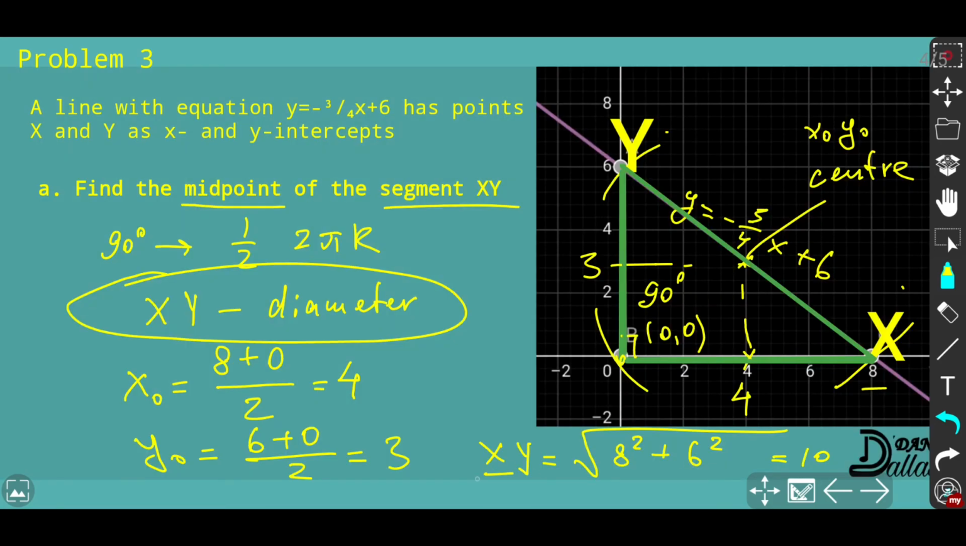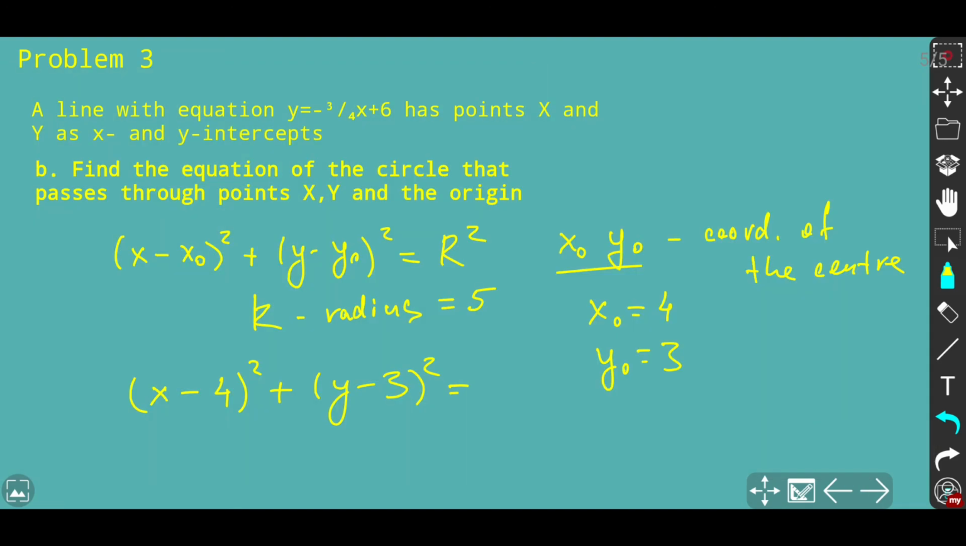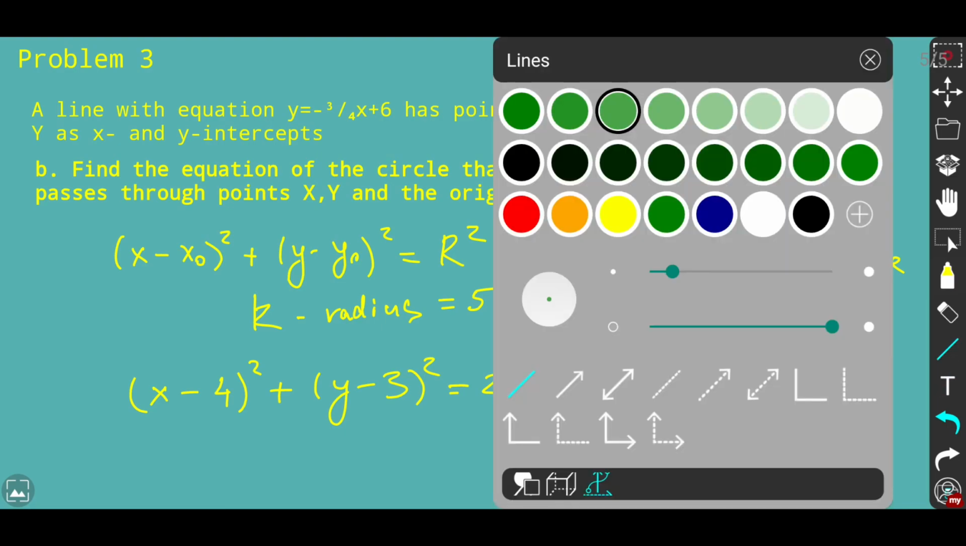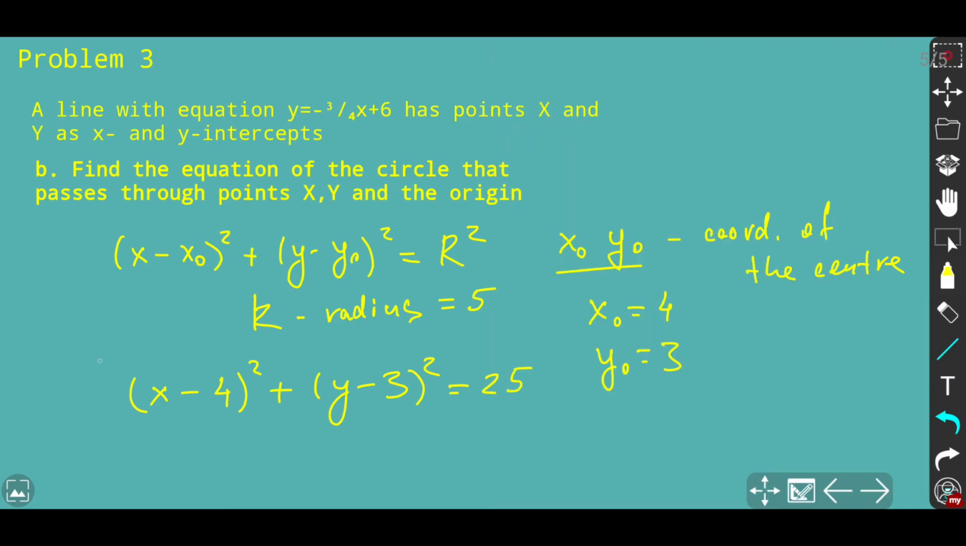One more time, xy is the diameter. So that's why the radius is going to be half of the length. So that means the radius squared, 5 squared, is going to be 25. And we finalize with the final equation that you can have here as the final answer in part B.